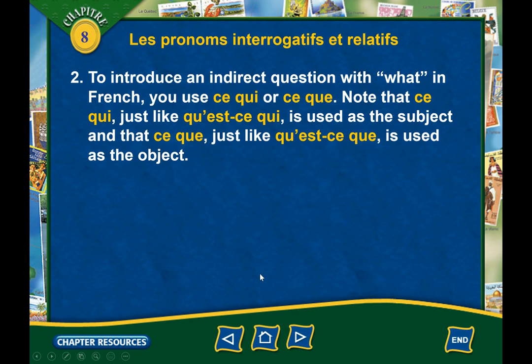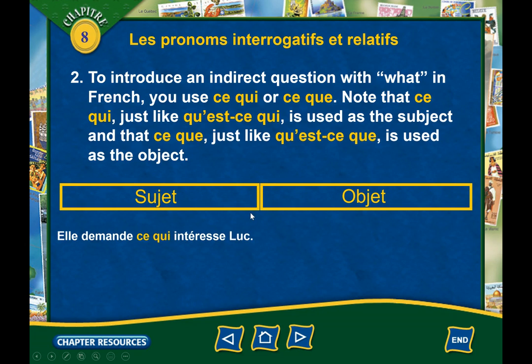All right, so when we introduce an indirect question with what, we're going to use either ce qui or ce que, and these work just like qu'est-ce qui and qu'est-ce que, which work just like qui and que, okay? It's always going to be the same rule. So ce qui and ce que, you're going to find those in the middle of a sentence. These are relative pronouns, all right? The qu'est-ce qui, qu'est-ce que, those were interrogative pronouns, meaning that they ask a question. These, ce que, ce qui, are relative pronouns, meaning that they are connecting two clauses in a sentence.